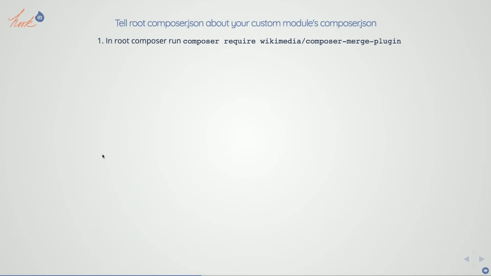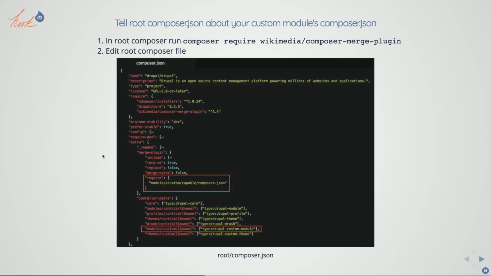Help everyone out. The way I found is in your root Composer, because you should have a Composer file in the root of your website. You need to run Composer require, and then you need to get something called the Wikimedia Composer merge plugin. And then you need to edit your root Composer file. You need to make sure you have this require, and you need to give it the path of modules custom, your module name, and then that composer.json file. And then you also need to make sure you have that installer path section.